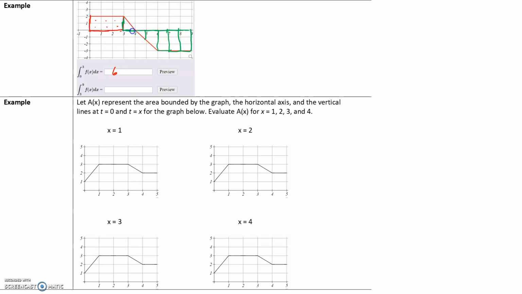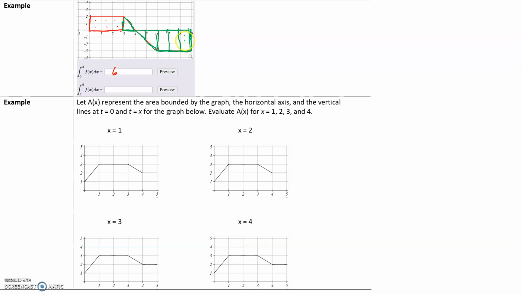From 3 to 4, we have this is the function, that's the x-axis. From 4 to 5, that's a function, that's the x-axis. Function x-axis, function x-axis. So the area is always between the function and the x-axis. And now we just got to count the number of rectangles.